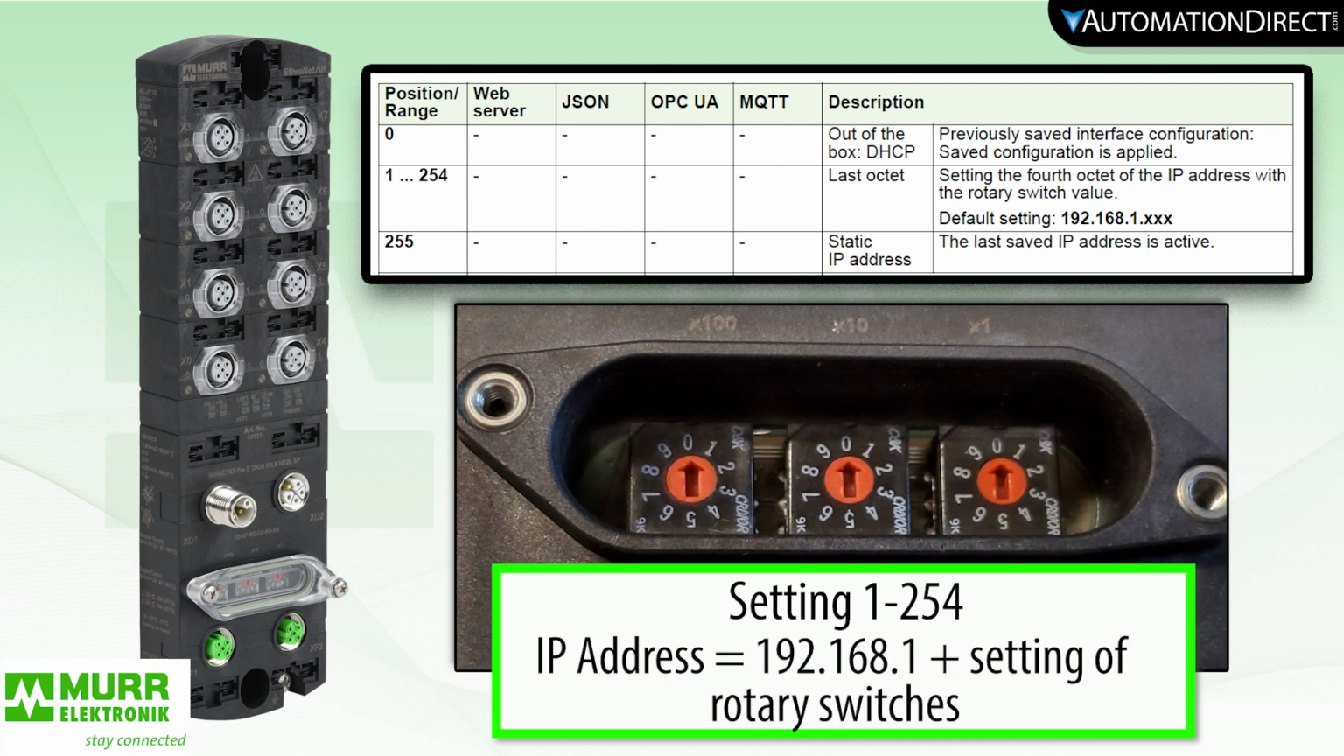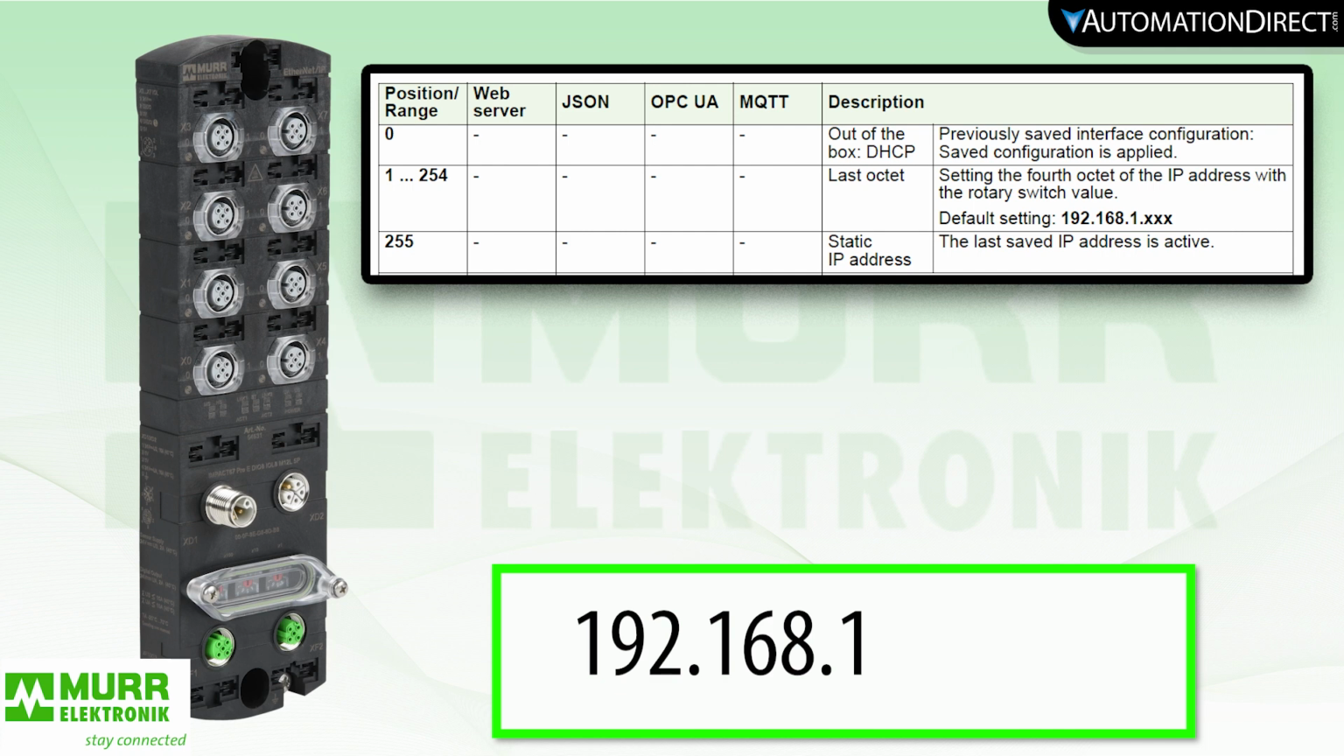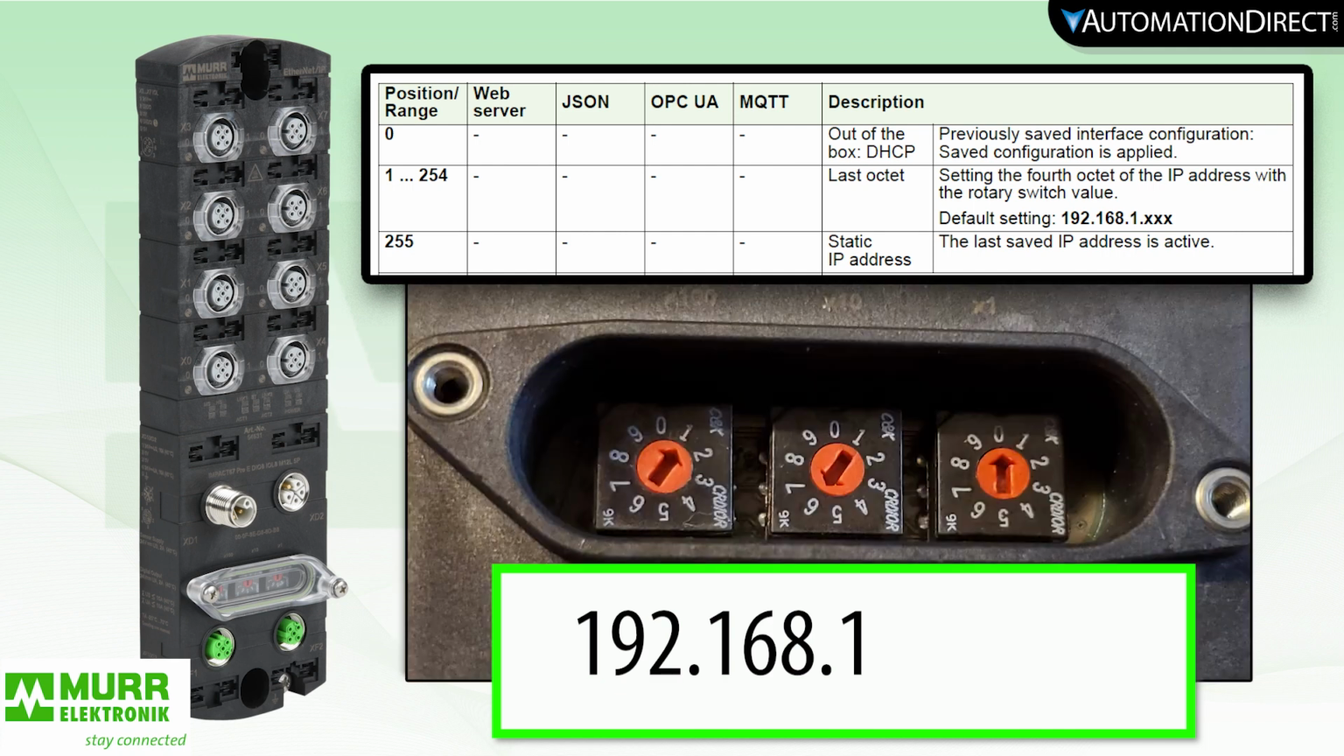To set a static IP address, you'll use these 3 rotary switches to set the last octet in the IP address. So the first 3 octets of my device will be this, and I will set the rotary switches to 160. So I have my static IP address set now. Let's power up the device and get connected to the web server.